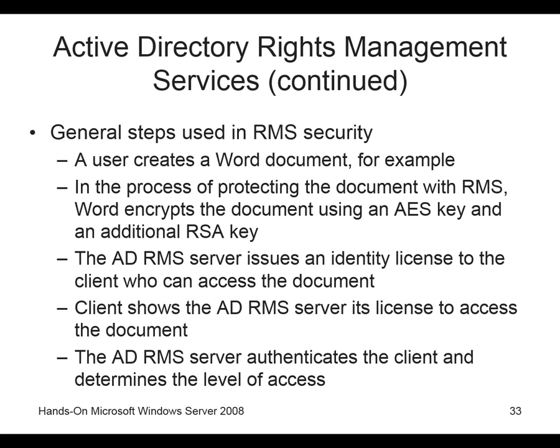General steps used in RMS security. A user creates a Word document. The process creating document with the RMS: Word encrypts the document using an AES key and an additional RSA key on top of it. The Active Directory Rights Management Server issues the identity license to the client who can access the document. That client shows the license to the document, gains access.